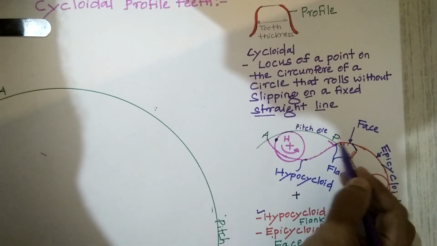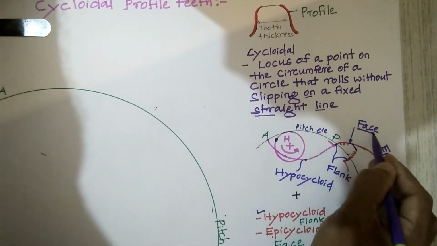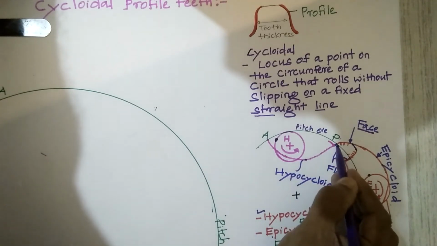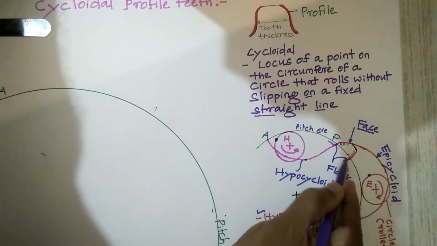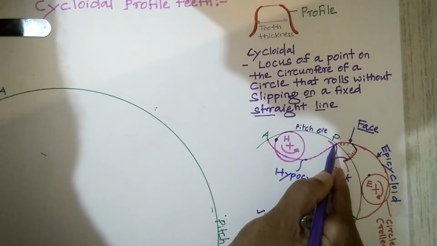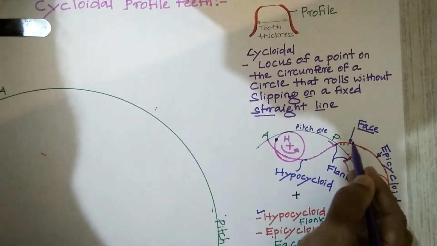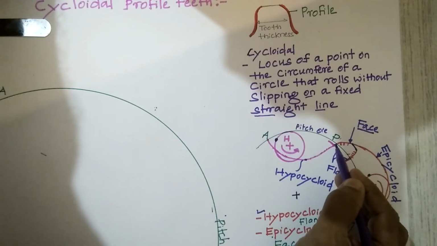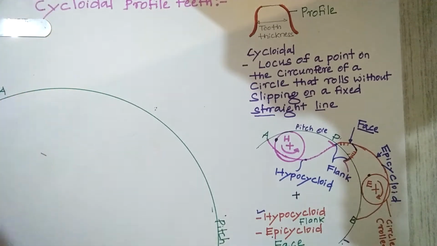That curve you have to use for the face. Whatever the curve traced by the hypocycloidal, you have to use for the flank. Okay. Then in total, this curve is made with two types of curve: one is the epicycloidal, one is the hypocycloidal. I will go to one example.